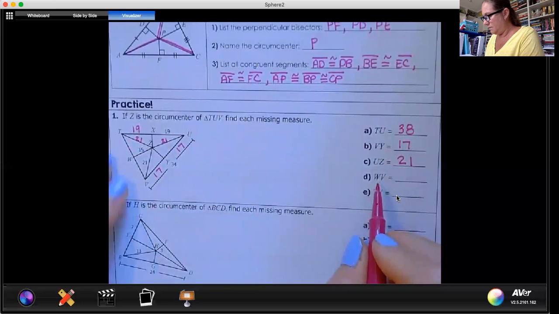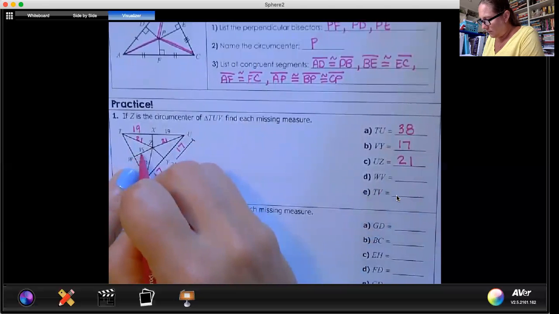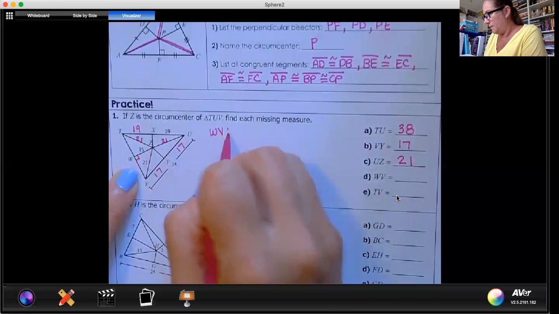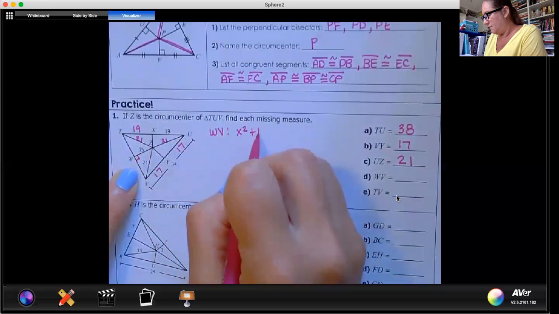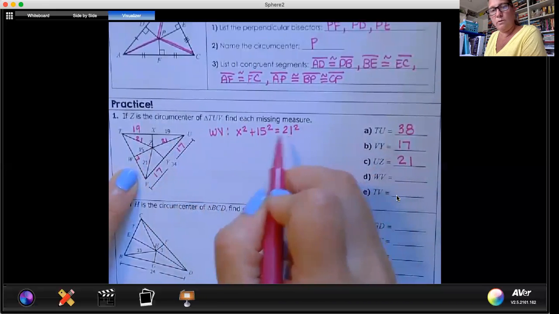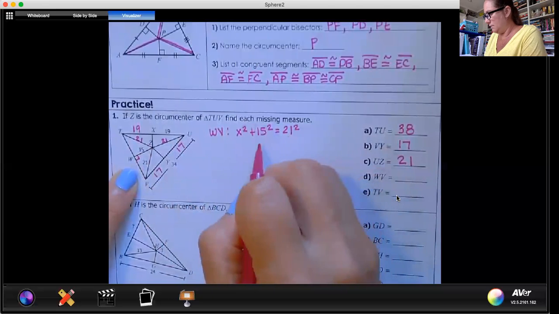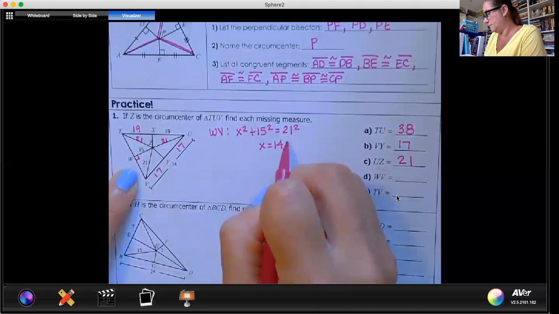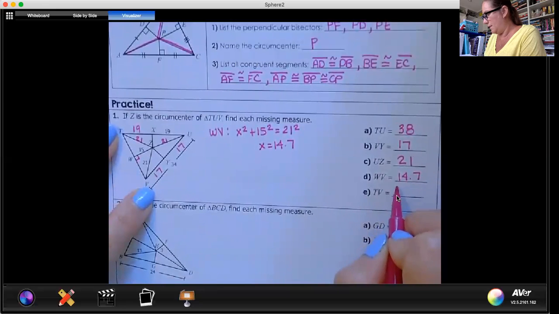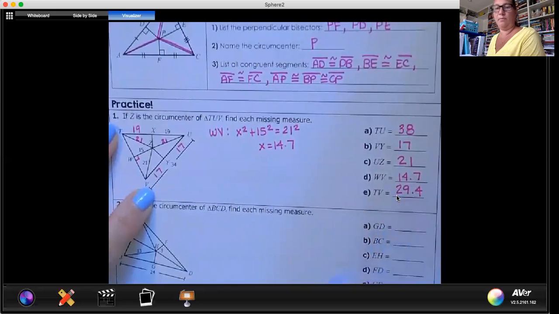And to find WV, we're going to have to concentrate on this right triangle right here. Remember, we have perpendicular bisectors. So to find WV, x squared plus 15 squared equals 21 squared. 21 squared minus 15 squared, and then square root gives you 14.7. And then to find TV, you just multiply that by 2 and get 29.4.